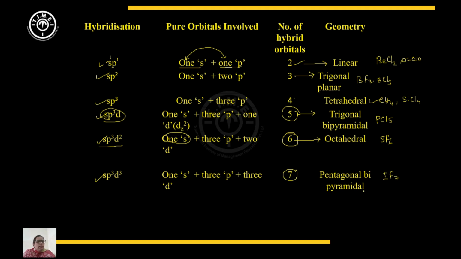considering no lone pair of electrons on the central atom. There is no lone pair of electrons on the central atom. These are only the bonded electron pairs.